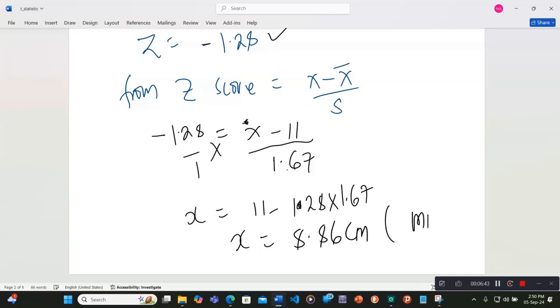So this is the minimum diameter, and we find that 10% of the portion had this 8.86, and therefore they were rejected.